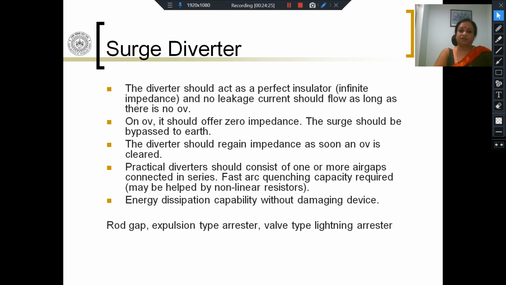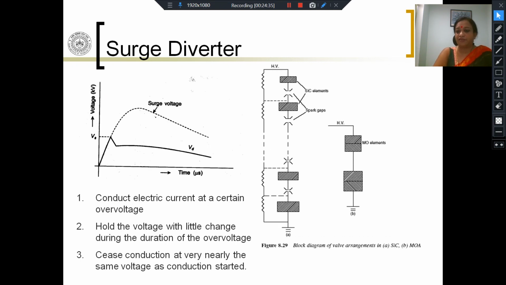Some examples of such protective devices are rod gap type devices, expulsion type arresters, and valve type lightning arresters, but I'm not going to talk about these various surge diverters in this course. Here you see just an example of the kind of functionality we just talked about. So this is your surge voltage. This surge voltage would have appeared across your insulation. So let's say you have an insulation, and across this insulation you have, as you see here, a silicon carbide surge diverter, or metal oxide surge diverters. These are commonly used surge diverters.